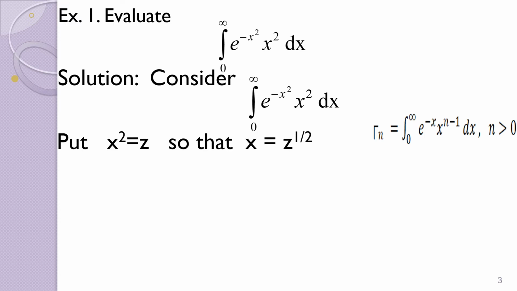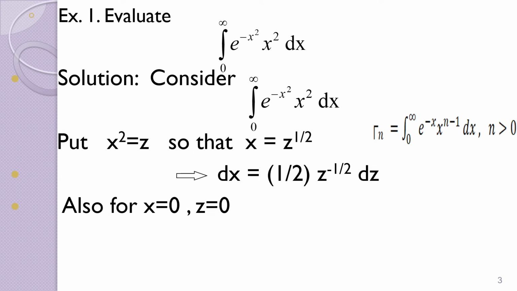Now to evaluate this integral, we try to reduce it to standard form. For the exponent of the exponential function, the coefficient should be 1 and the power should also be 1, and therefore we substitute x square is equal to z, so that x is equal to z to the power 1 by 2, taking under root on both sides. Now x equal to z to the power 1 by 2 gives us dx is equal to 1 by 2 into z to the power minus 1 by 2 dz.